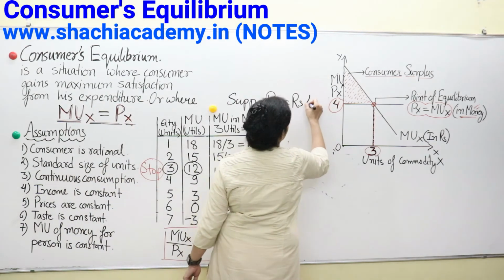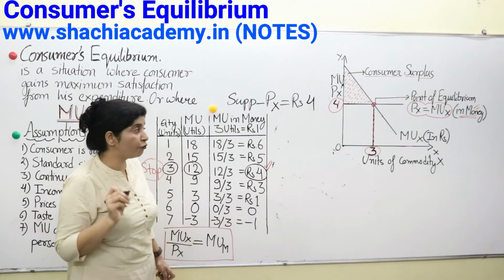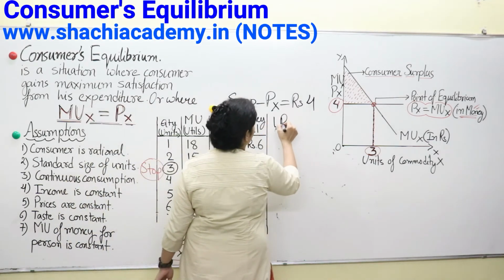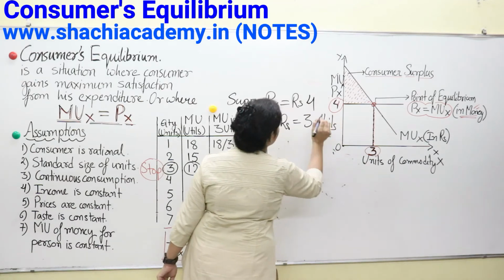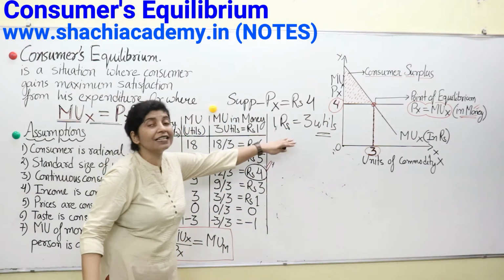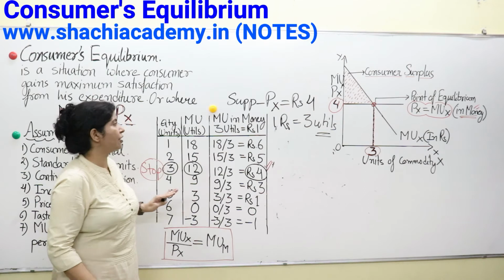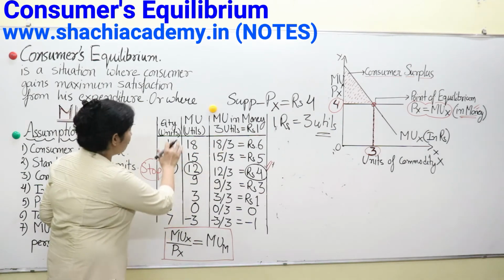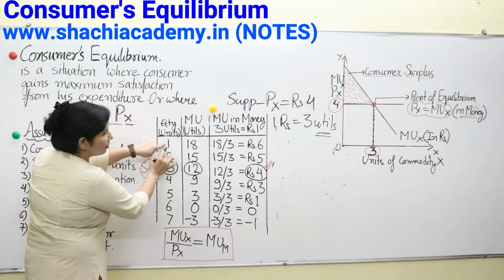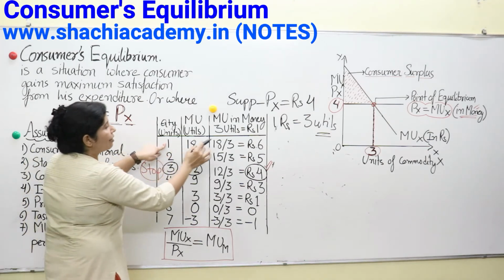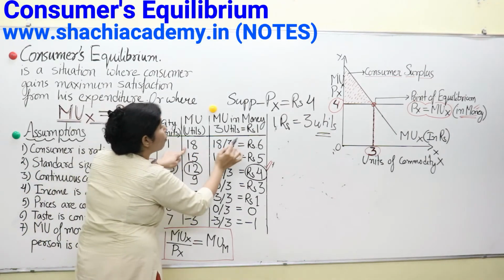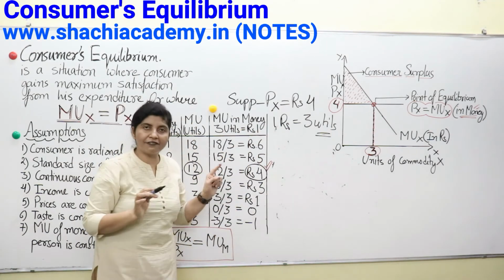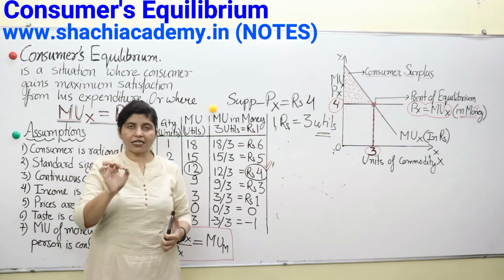We have taken 4 over here. Price of that commodity is equal to 4 and 1 rupee is equal to 3 utils. This is our criteria for that particular person and it remains constant throughout this functioning, right? So now here we may see that for the first commodity we have utility equal to 18. That means our utility is more than the price that we have to pay. See, we need to understand one thing.